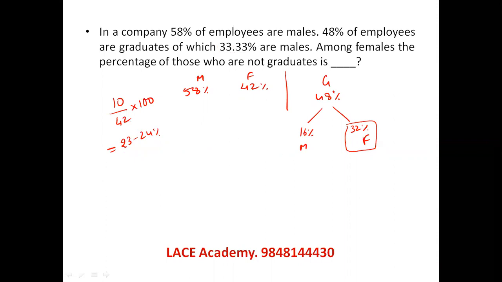So 10 out of 42 is nearly 10 out of 40, which is 25. 42 is there in the denominator, so a slightly bigger value in the denominator gives slightly less than 25. Any answer which is very near to 24 can be your answer, 23.8, 23.7, something like that. Let's see the next question.